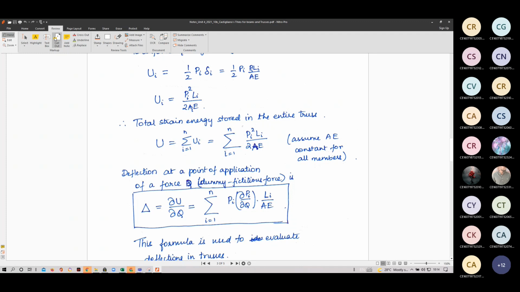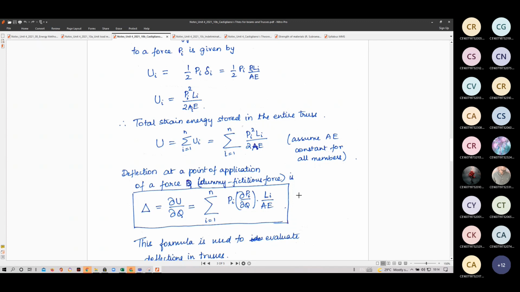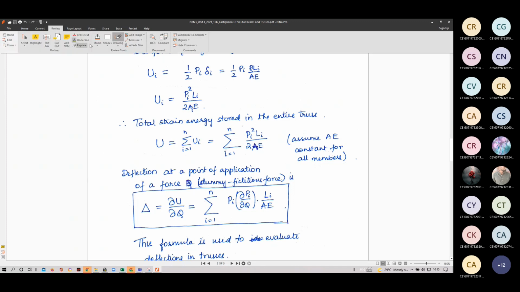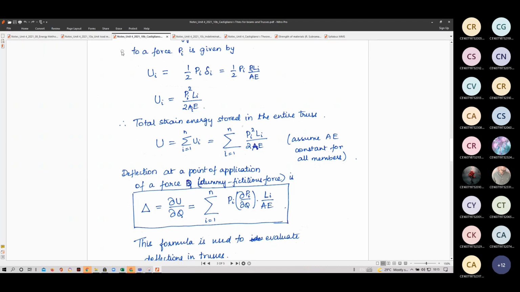Just a second. This is a very important expression. I don't know why the pencil is not writing. It's writing.